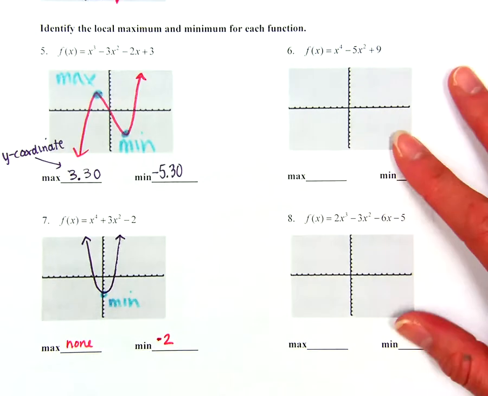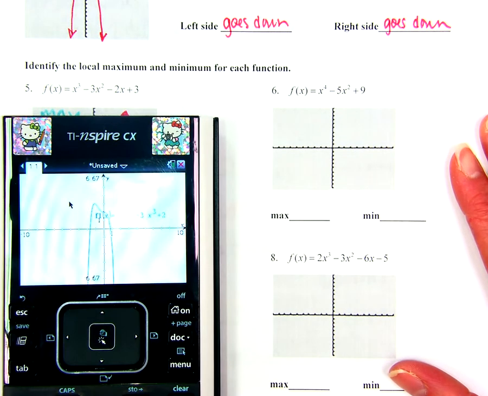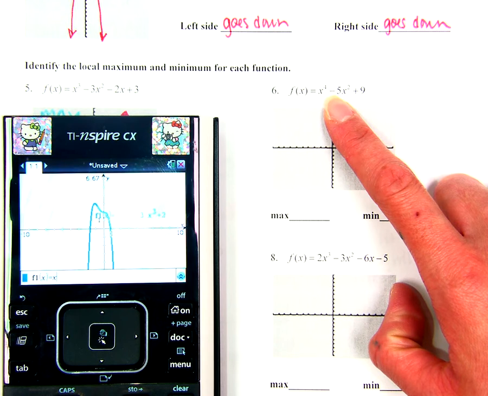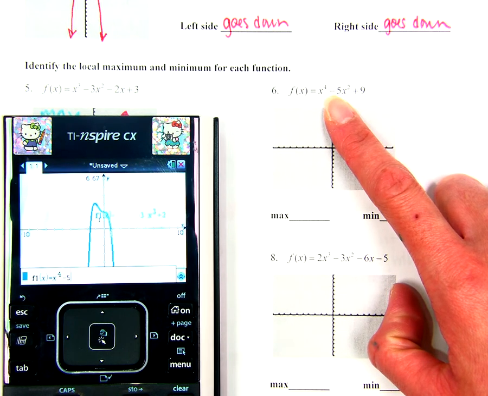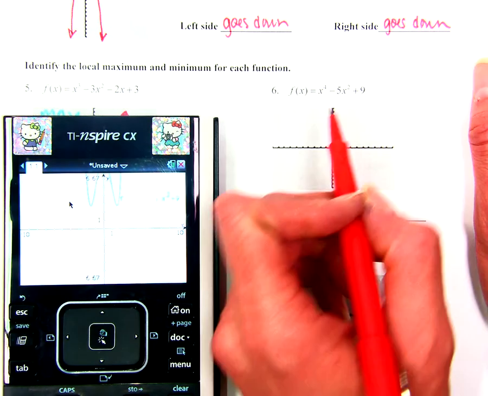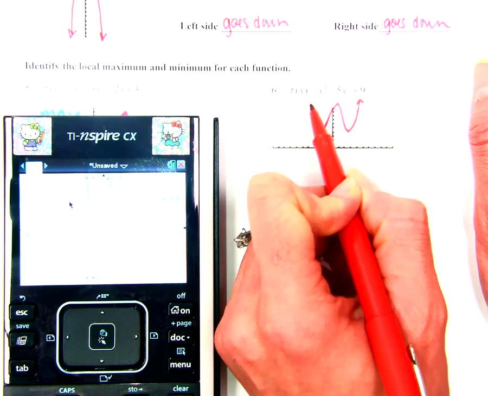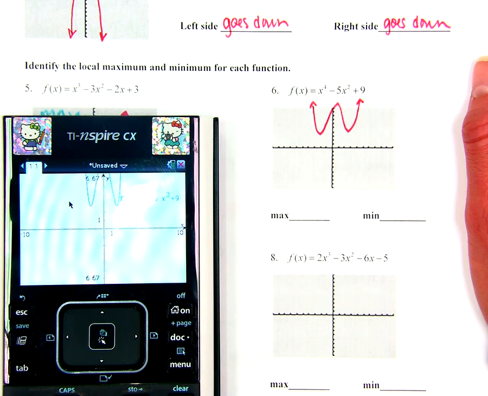Okay, so let's do maybe one of these with the Inspire. Alright, so I'm going to hit tab and up to my function number 1, and I'm going to delete this old equation, and now I've got x to the 4th minus 5x squared plus 9. Alright, so I'm going to draw my graph, and I've got something like that. Okay, so this goes a little bit outside of my window.